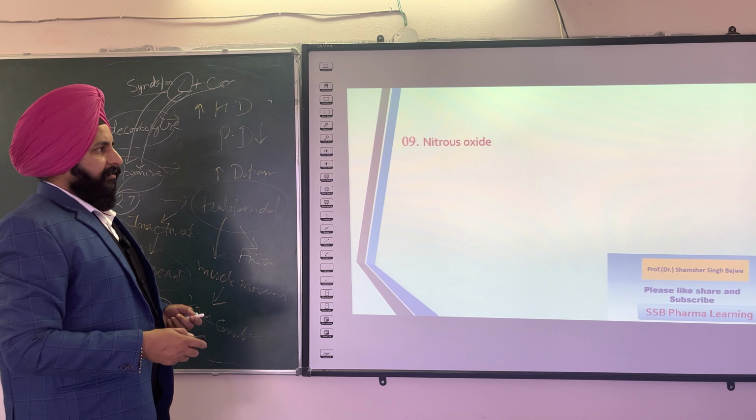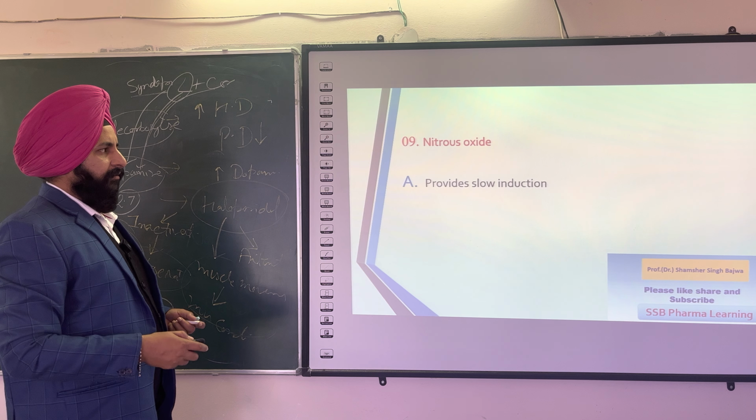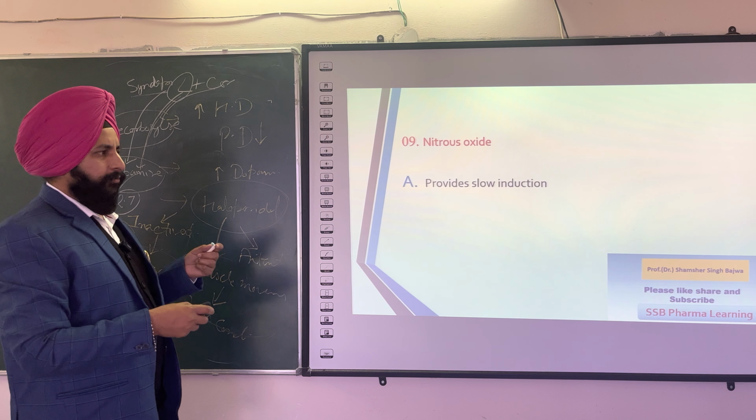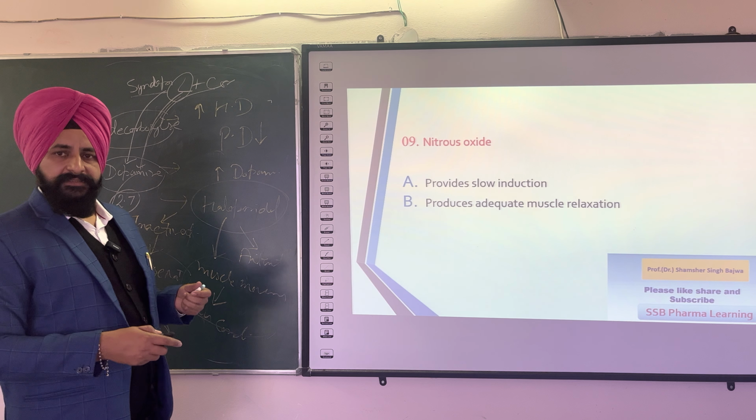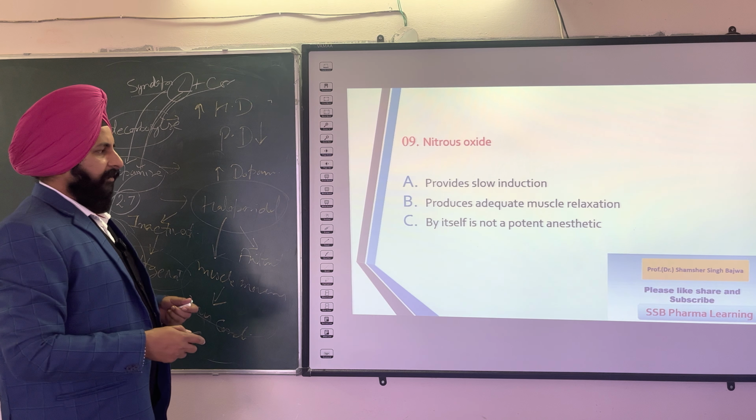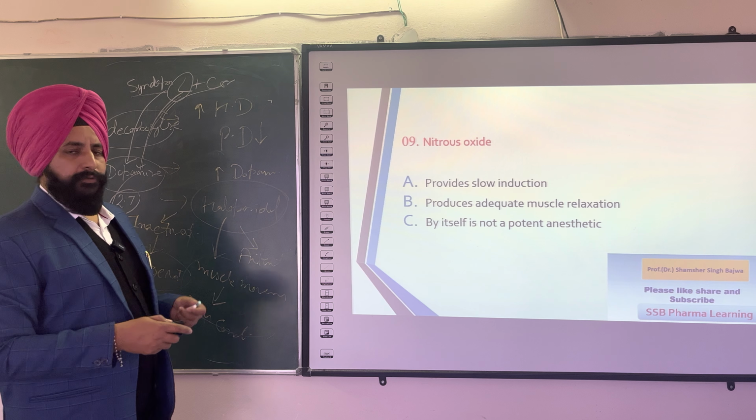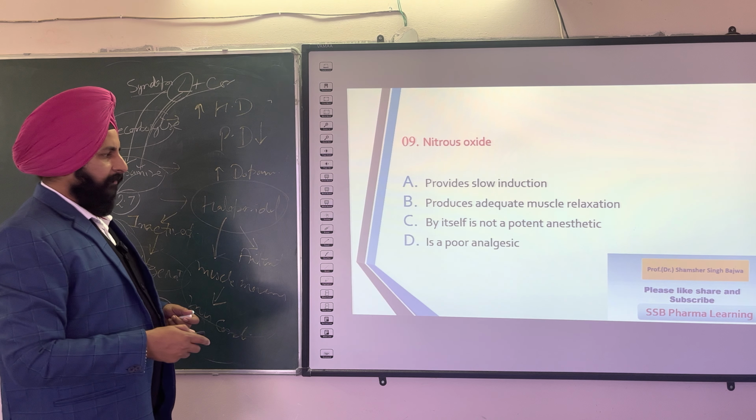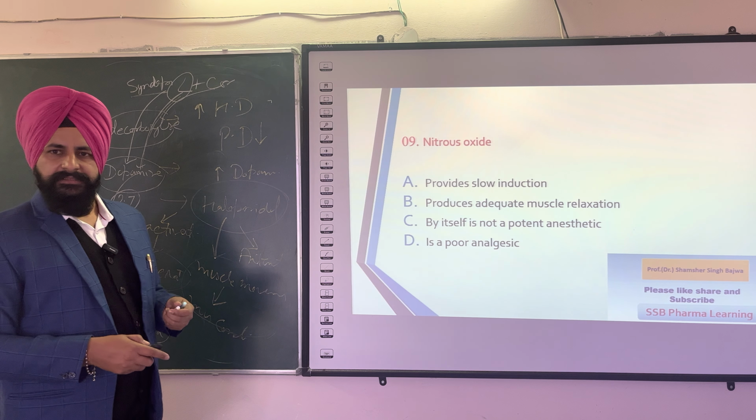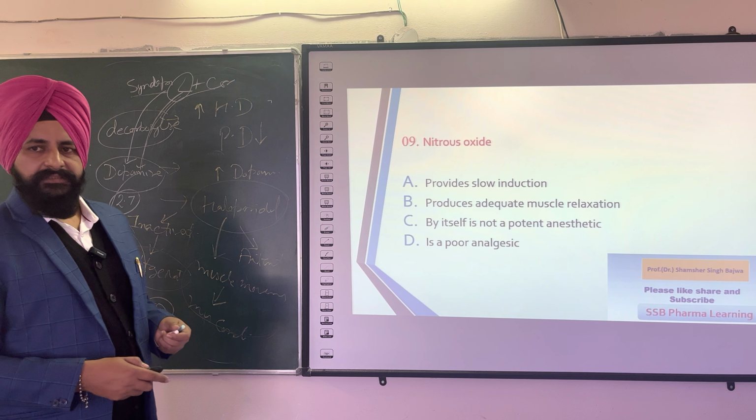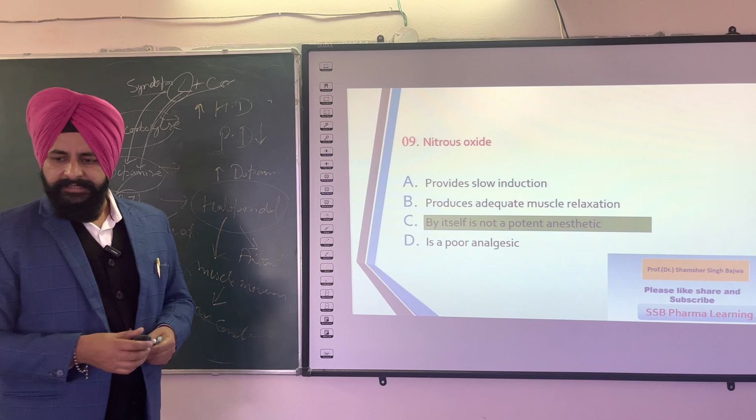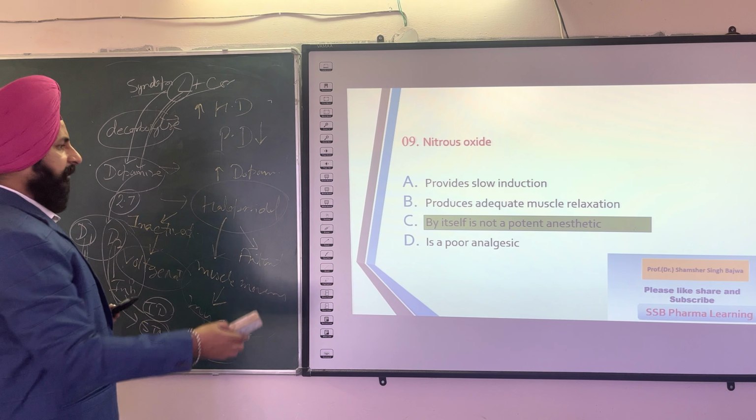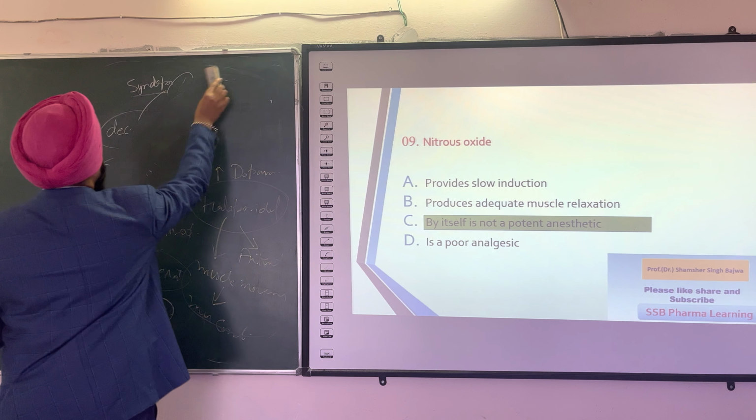So next question is, nitrous oxide provides slow induction. Next option is produces adequate muscle relaxation. Next is by itself is not a potent anesthetic and it is a poor analgesic. You choose the right answer for nitrous oxide. The right answer is, by itself it is not a potent anesthetic.